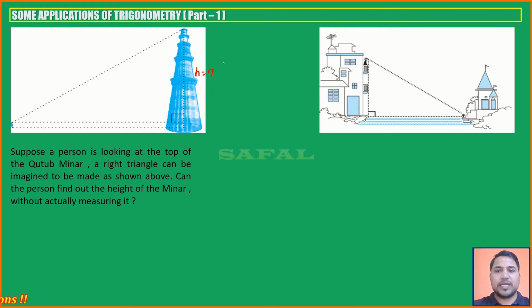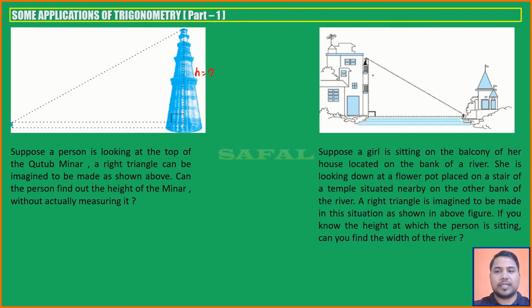Similarly, in the second situation, a girl is standing in the balcony and she is looking at the flower pot on the other side of the river near a temple. If she wishes to find the width of this river, is it possible for her to find it? So the answer is yes. With the help of trigonometry we can do so.